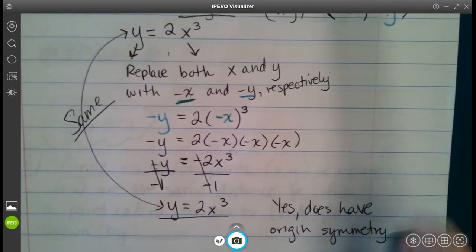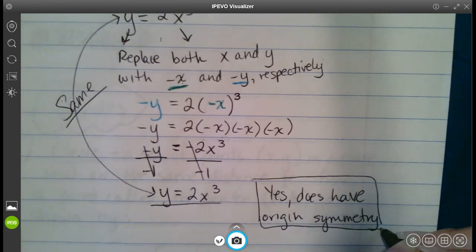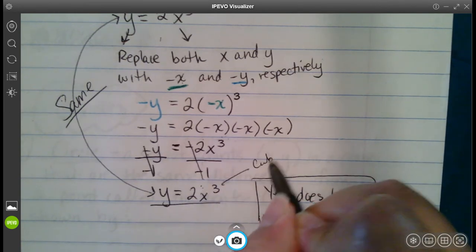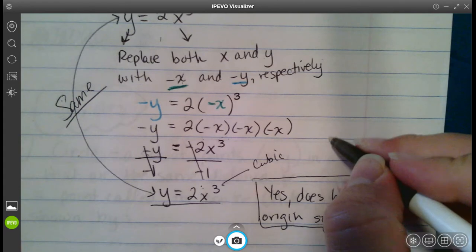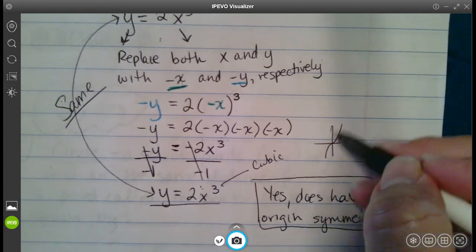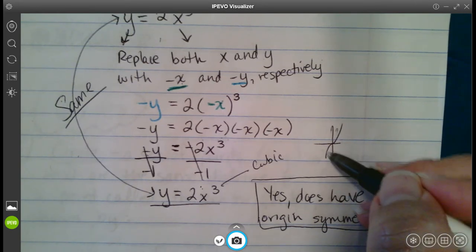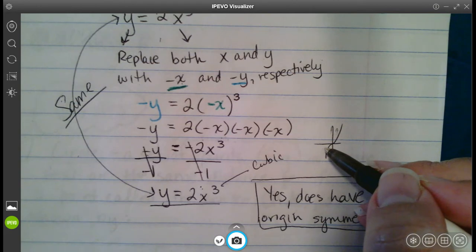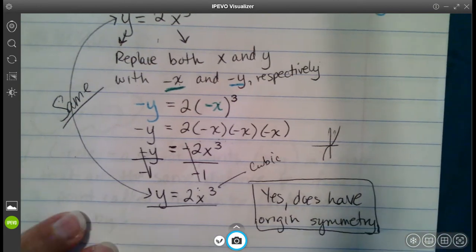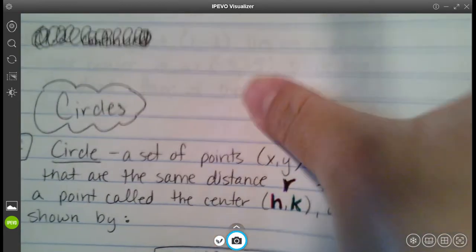To go a little more in depth on that, if you remembered from a previous example, I believe, this is a cubic function. Cubic functions tend to have this shape, which is really similar to what we already saw in that previous example with the origin symmetry. Okay, so there we go. Let's move on. We are almost done with this topic.